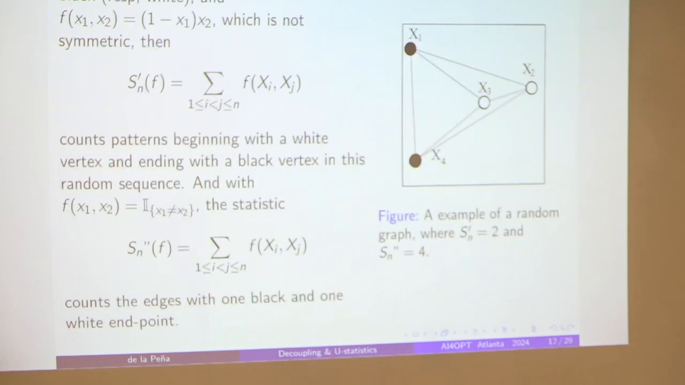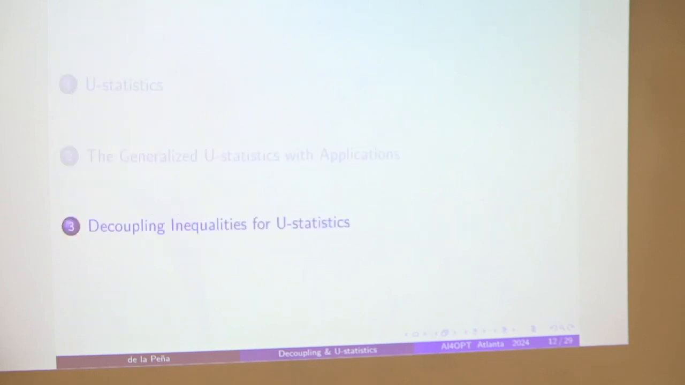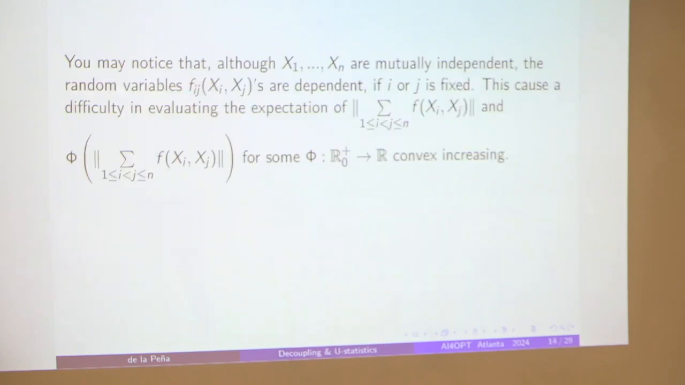Okay, so now let me show you. What I do is I decouple these things. There's a lot of dependence there, but I decouple them, and then you can use limit theorems for sums of independent variables to study random graphs. Okay, so now I'm going to show you the decoupling inequalities.